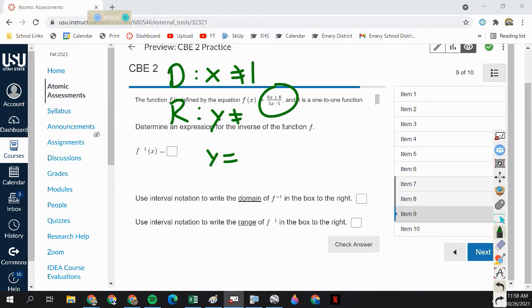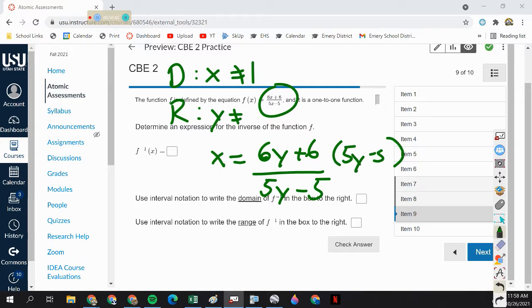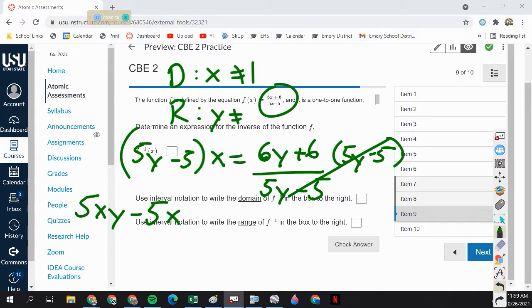So we write y equals, no, I will never get used to that. I hope they fix it. X equals 6y plus 6 over 5y minus 5. So let's multiply this by 5y minus 5, and that cancels. So 5xy minus 5x equals 6y plus 6.